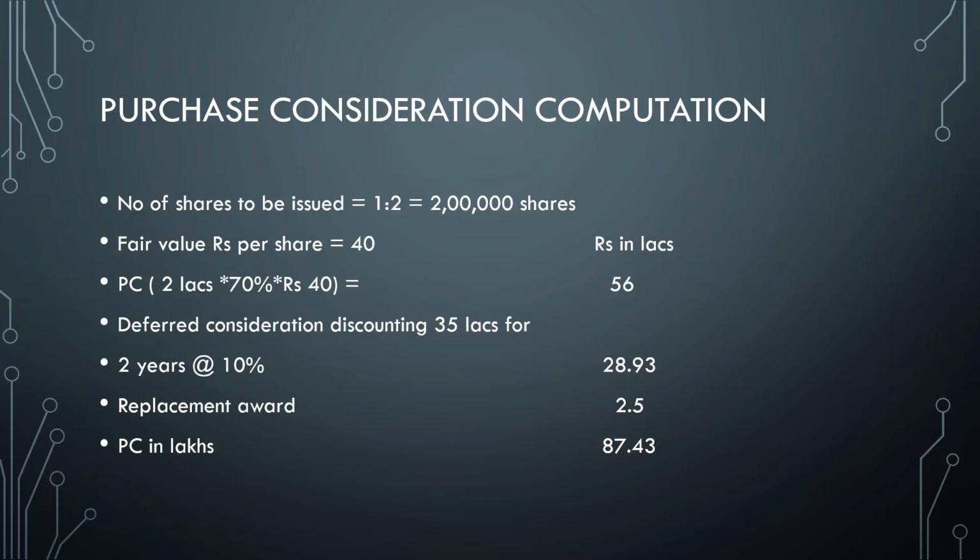So now moving on to the deferred consideration aspect. The 35 lakhs to PV factor 10% for 2 years, that will give you 28.93. Replacement award 2.5 and purchase consideration total, if you add those 3, you will get 87.43 lakhs.